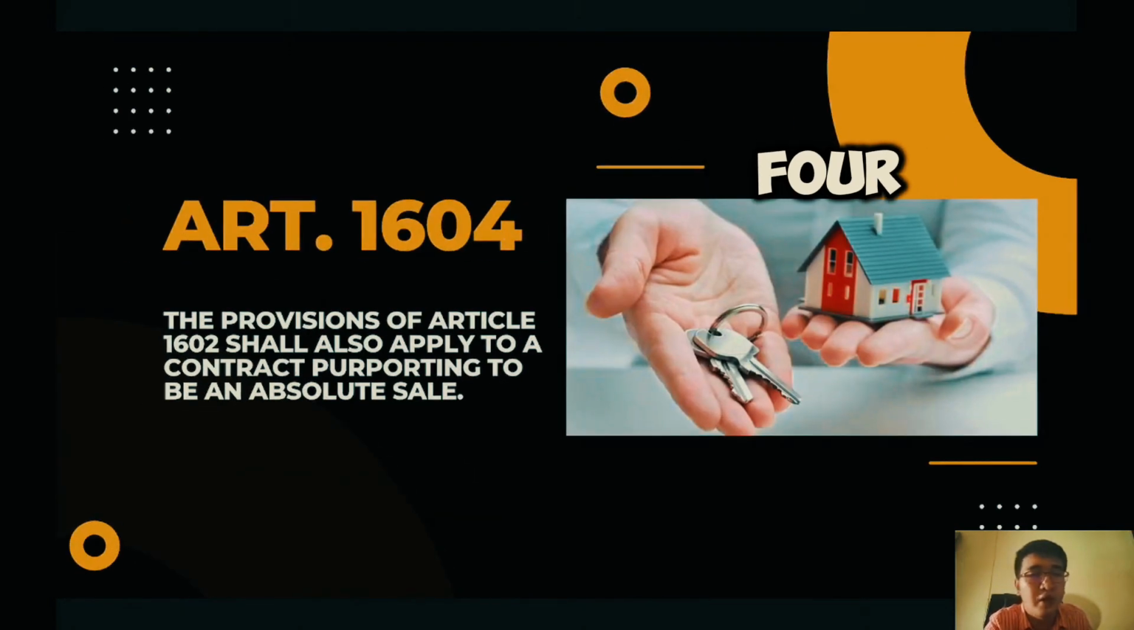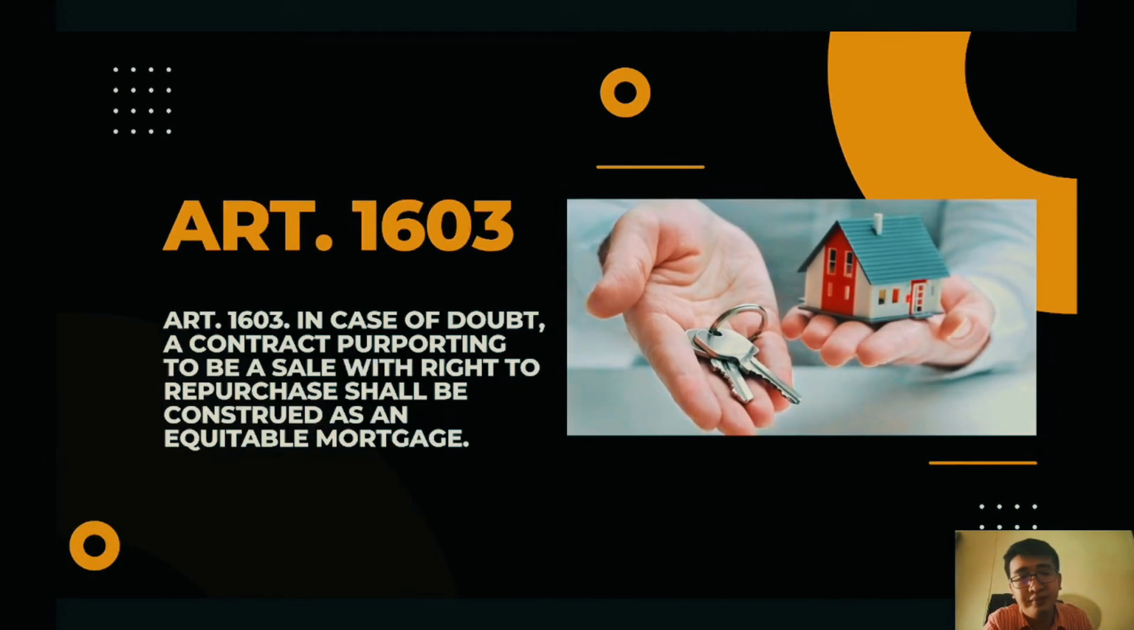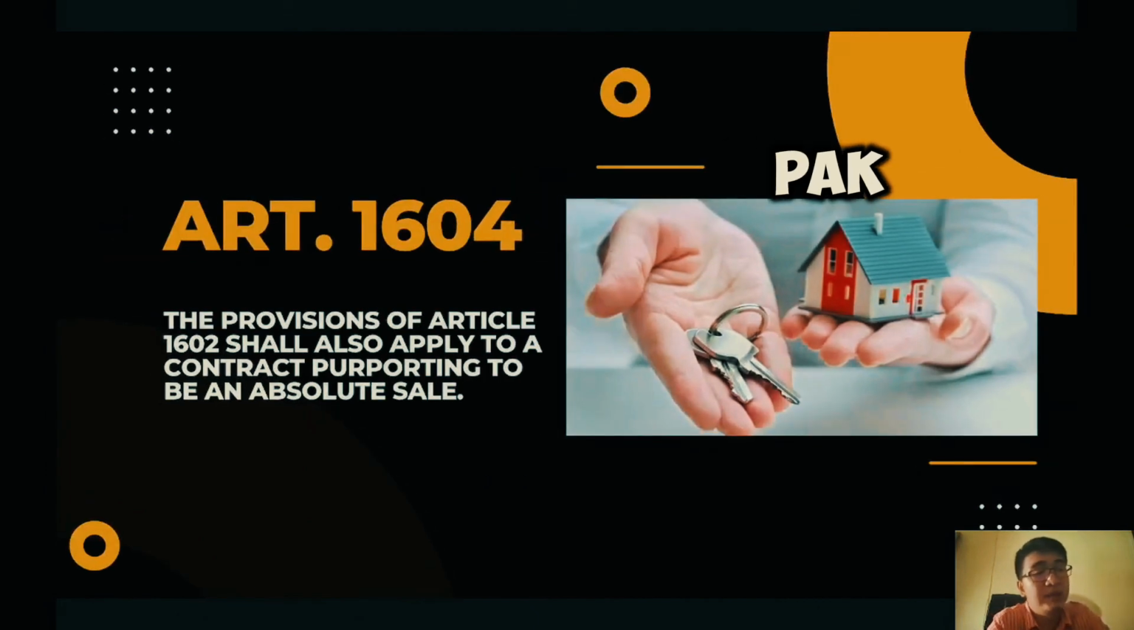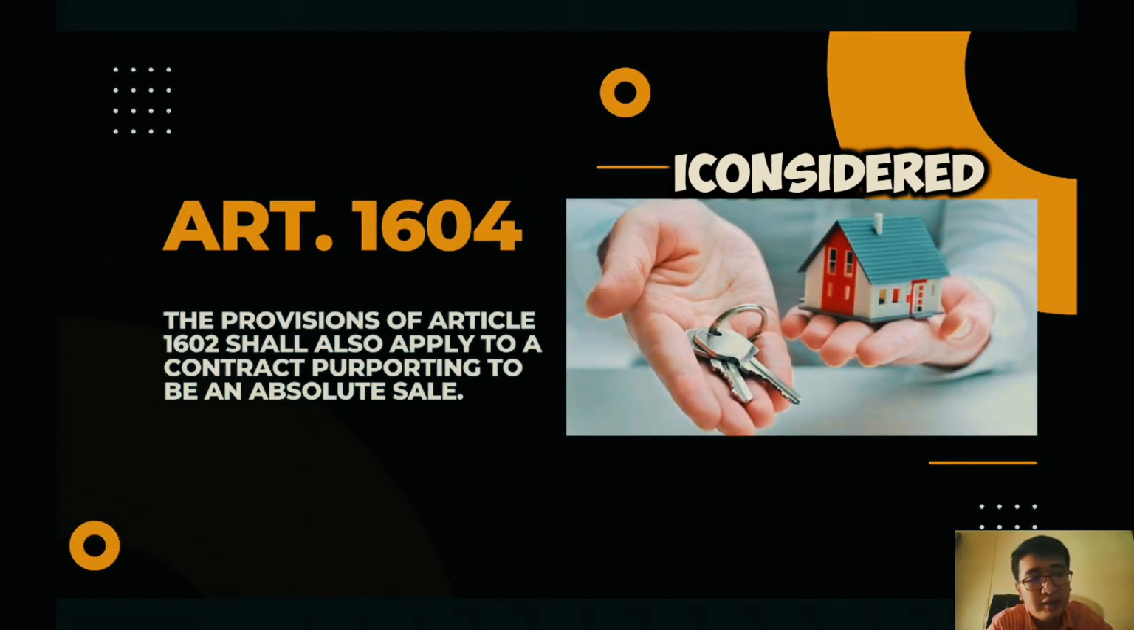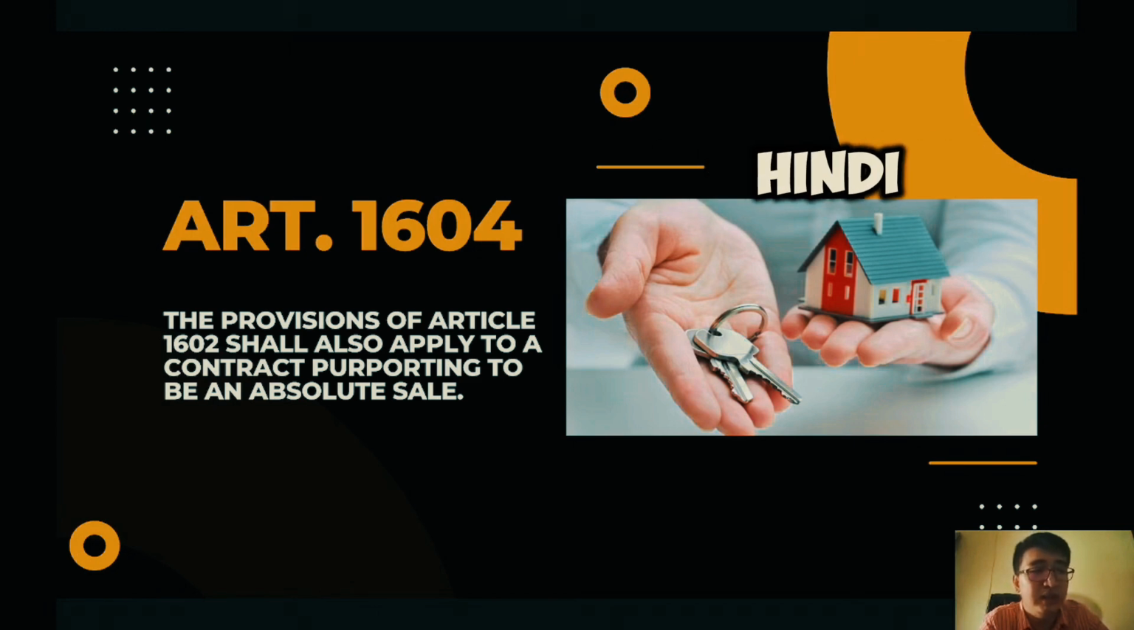Article 1604. The provisions of Article 1602 shall also apply to a contract purporting to be an absolute sale. So what is Article 1602 again? Okay. Yung hindi lang pacto de retro sale ang pwedeng i-considered as equitable mortgage. Even a deed of absolute sale, as long as the intent shows na mortgage siya, that could be an equitable mortgage. Hindi lang basta pacto de retro sale. Okay?